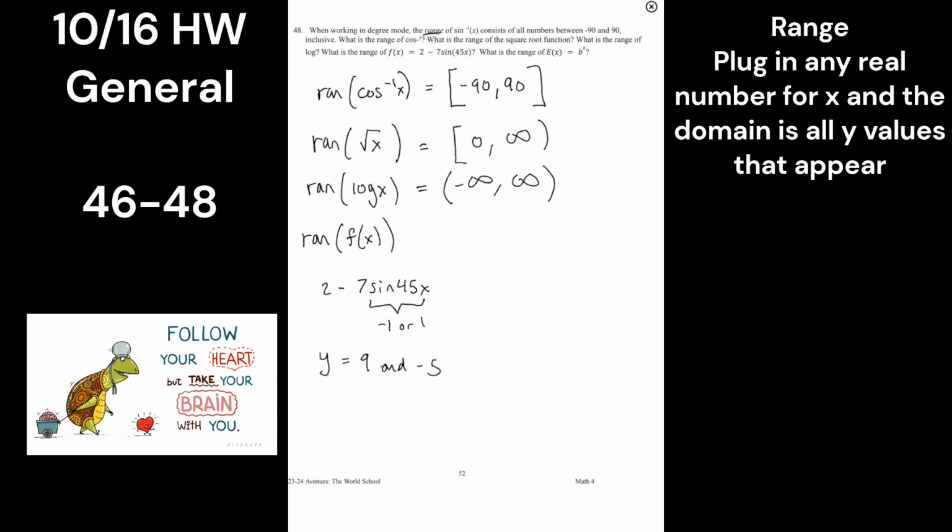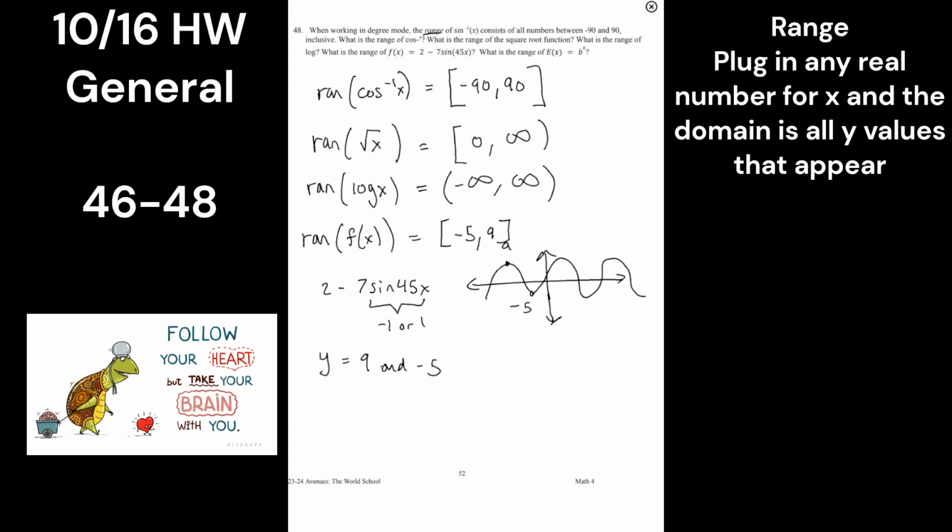If you look at a graph of the sine function, which I don't know where the intercept is, but it looks like this, this would be 9, and this would be -5 on the y-axis. That gives us the range. So this would be inclusive, 9 to -5, or the other way around, -5 to 9.